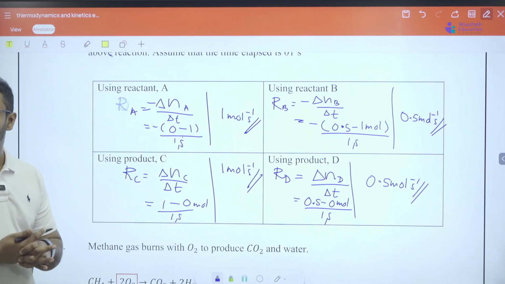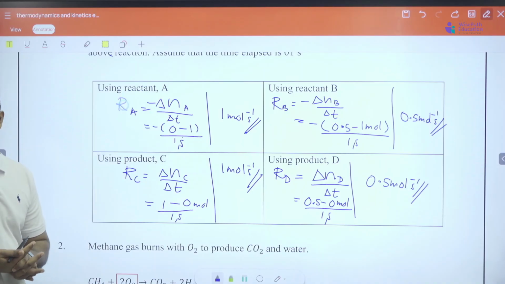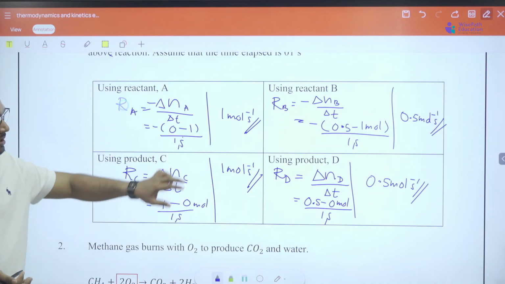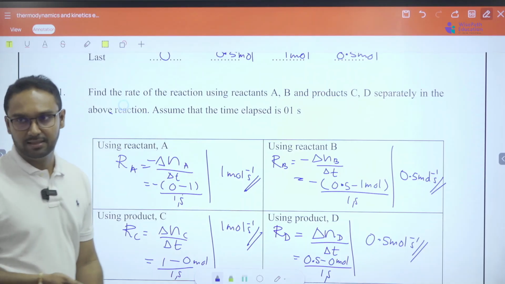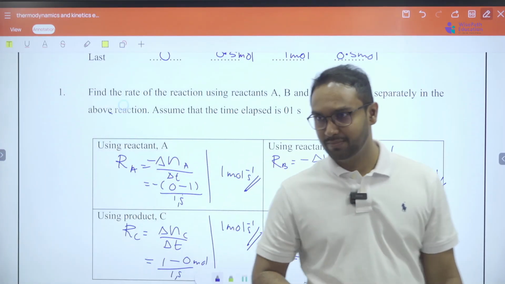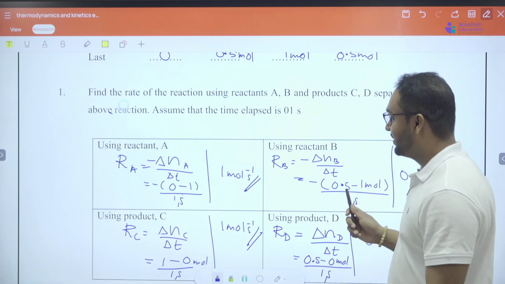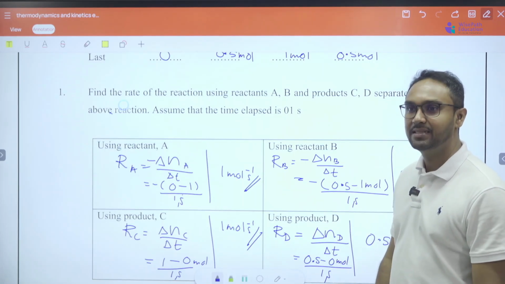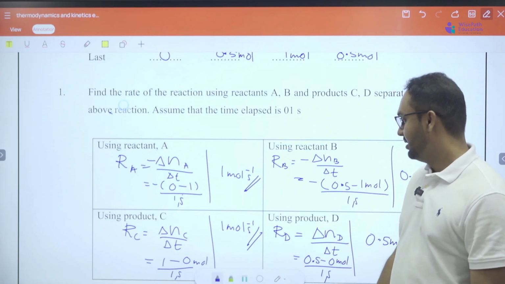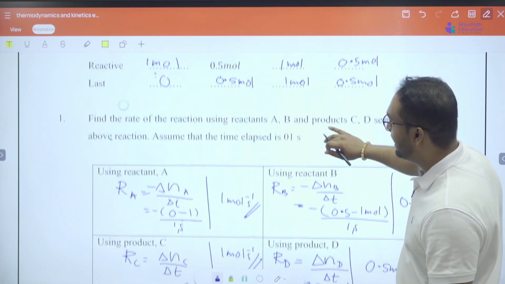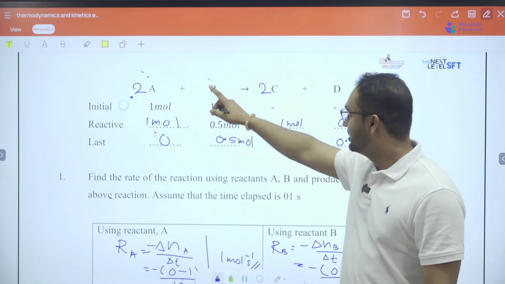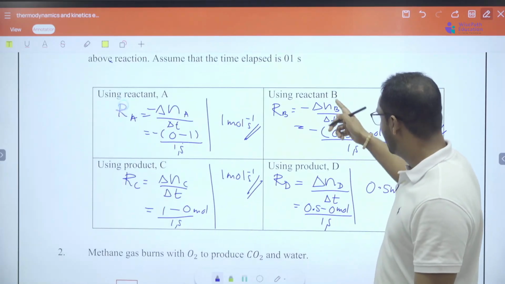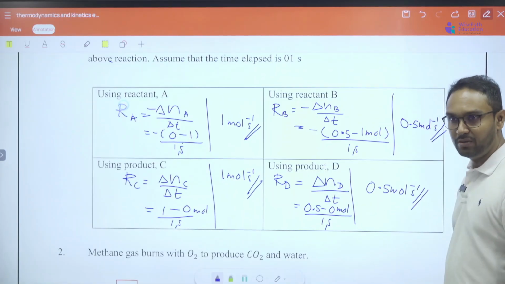What is the difference? Not all the rates are the same, so there is a difference, but some of the rates are equal. These two are equal. Exactly, that was the point I was going to come to. If you consider the rates which are equal, they have the same stoichiometry. Ra and Rc, that is A and C, have the same stoichiometry. And if I consider B and D, their stoichiometry is also equal.